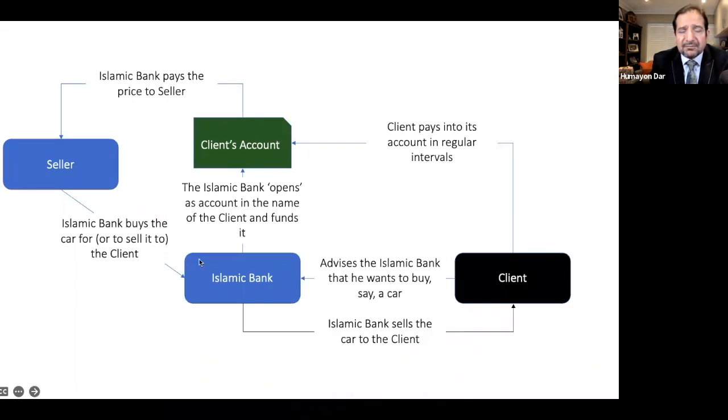In this case, the bank would actually fund that account. So it would put its money into this account, which would be in the name of the client. Islamic Bank would then buy the car from a vendor and would pay for this car from this client's account, which, as I said, has already been funded by the Islamic Bank. Then Islamic Bank would sell the car to the client, and the client would start paying the price in easy installments by way of making payments into this account on a regular basis.